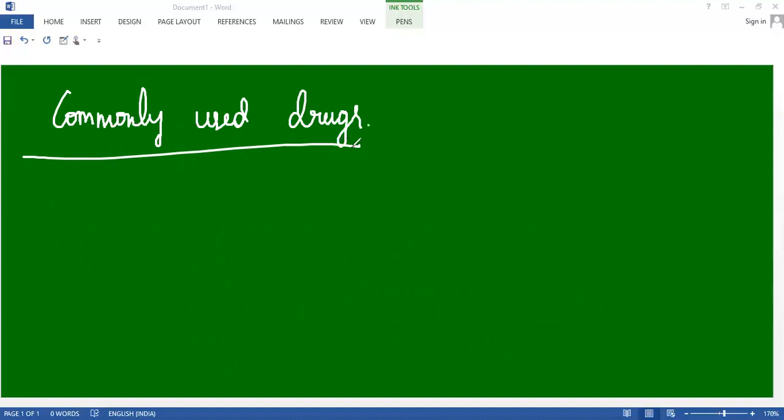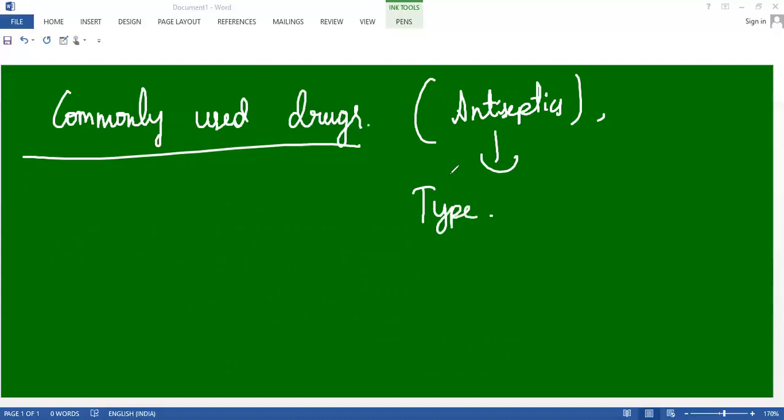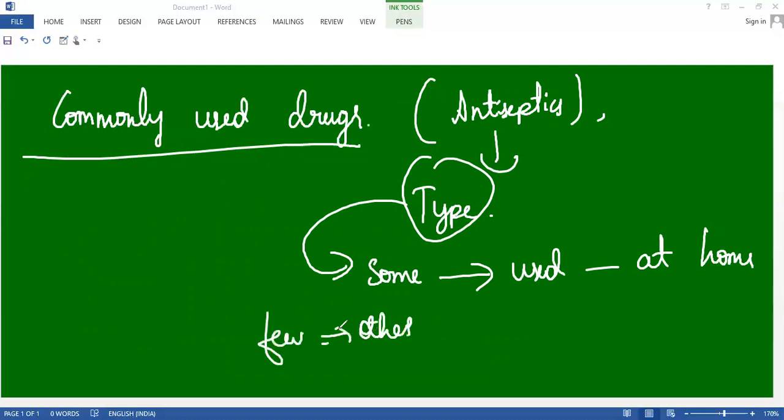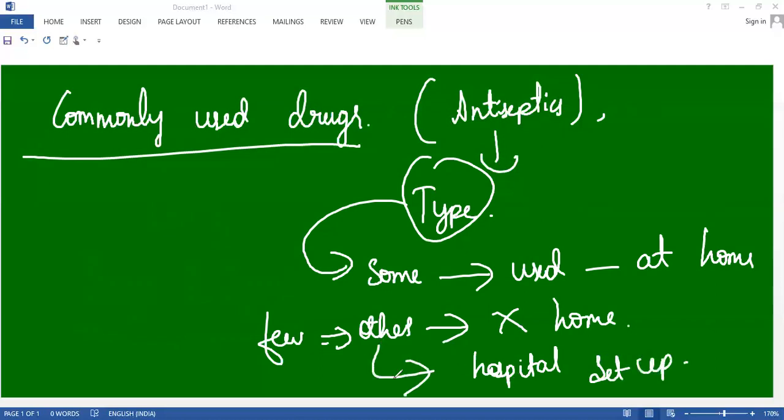As I told, these antiseptics cannot be used for all wounds and all problems, but there are some types we can go for. Among these types, some antiseptics can be used at home, whereas others are not supposed to be used at home because they need a hospital setup. They require some equipment and hospital conditions, so they cannot be used at home. Only a few can be used at home.